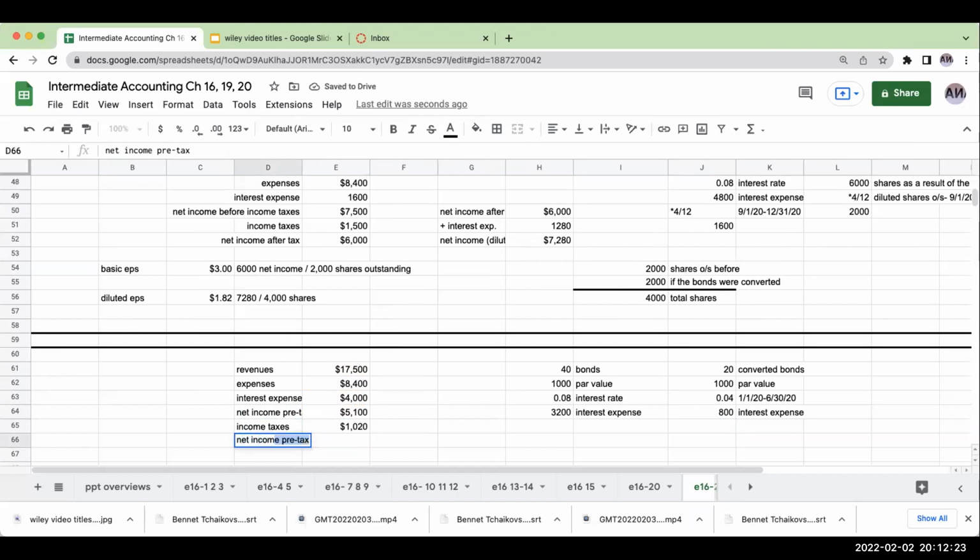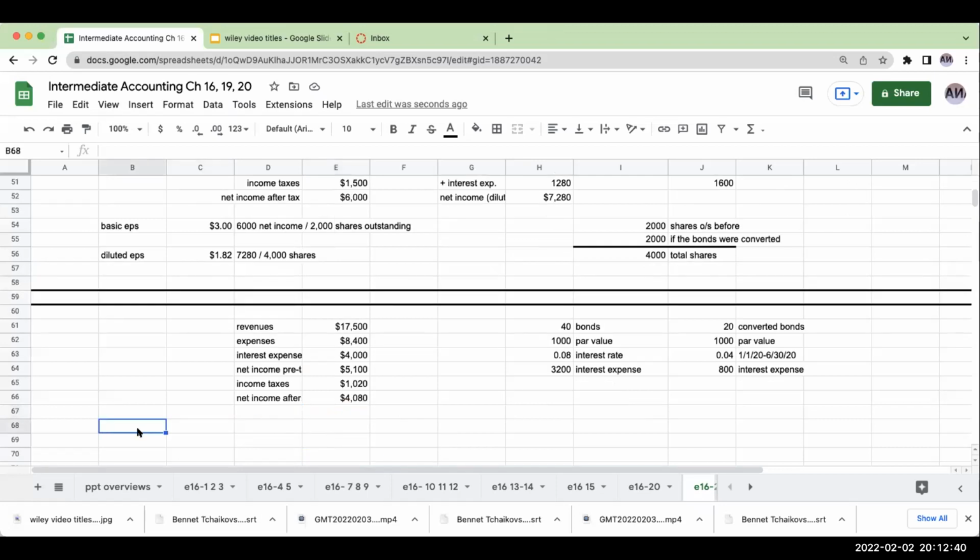So my net income after tax is going to be 4,080. Now you might be asking Tchaikovsky, why are you going through and doing this? Because the answer is it's fun. I'm just kidding. No, the answer is I want to make sure that the diluted earnings per share is not higher than the basic earnings per share.